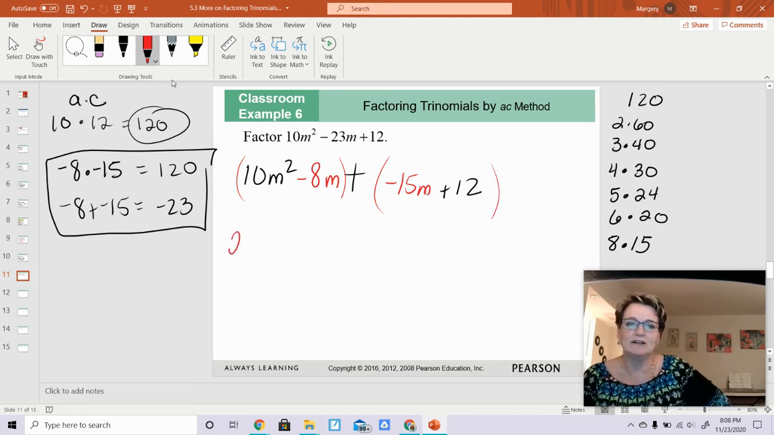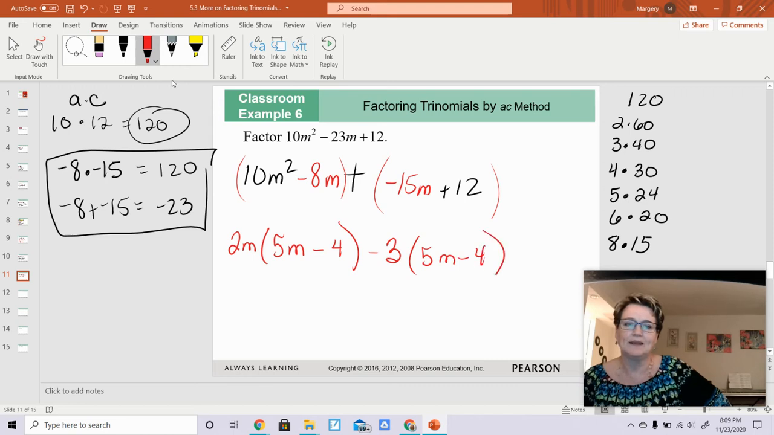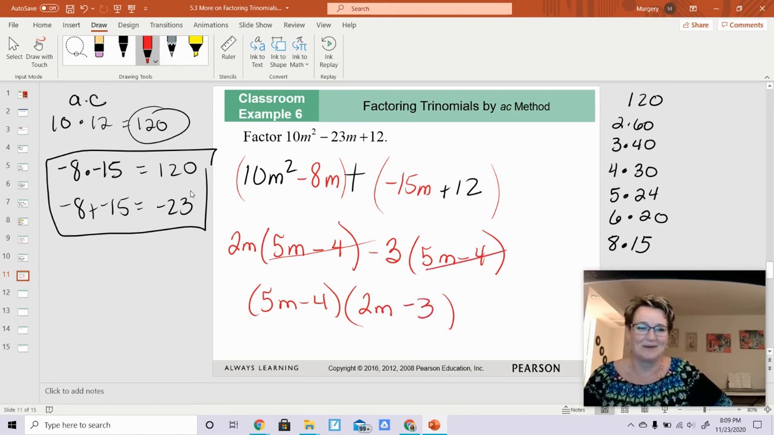These two here share a 2m, so that's going to give you 5m minus 4. These two here share a negative 3. That's going to give you a 5m minus 4. These two here now share a 5m minus 4 because they both have one. Once I take out a 5m minus 4 here, I'm left with 2m. When I take out a 5m minus 4 here, I'm left with a negative 3. All right, let's keep going.